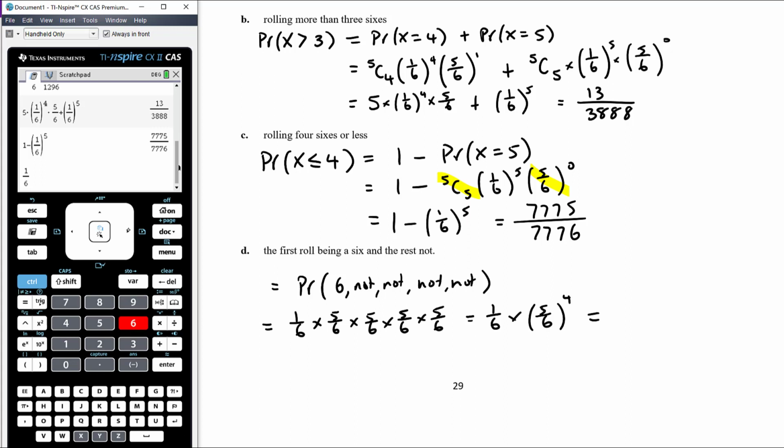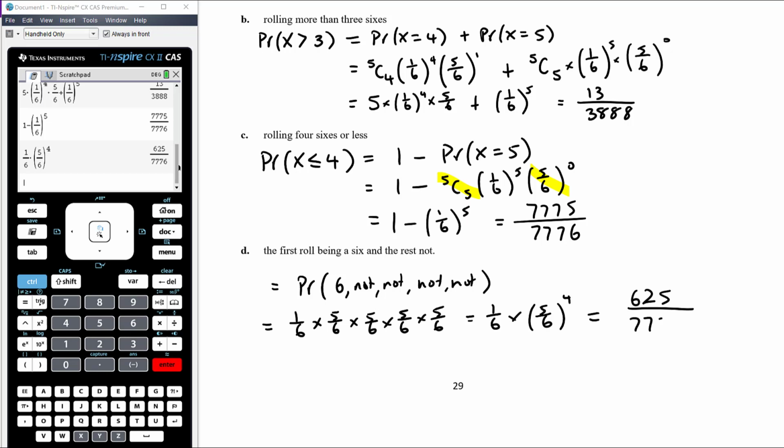1/6 multiplied by 5/6 to the power of 4, and that is 625 on 7776. So this is where I really want you to be careful about being clear about what's actually being asked.